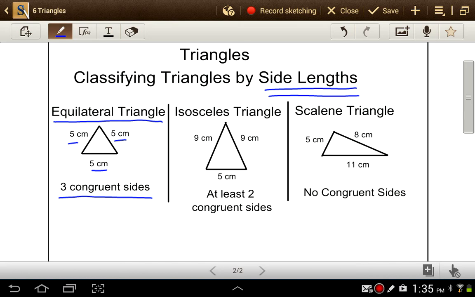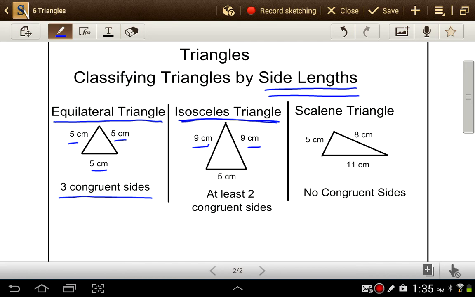Our next triangle is an isosceles triangle. An isosceles triangle has at least two congruent sides. So notice that I have my two 9-centimeter lines there, and then the other one is different. So I have two congruent sides. That makes it isosceles. Now, it says at least two, which means an equilateral triangle is also an isosceles triangle. However, when I ask you to classify it, you have to get the most specific name.